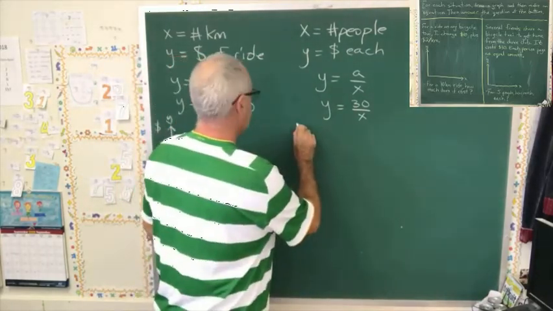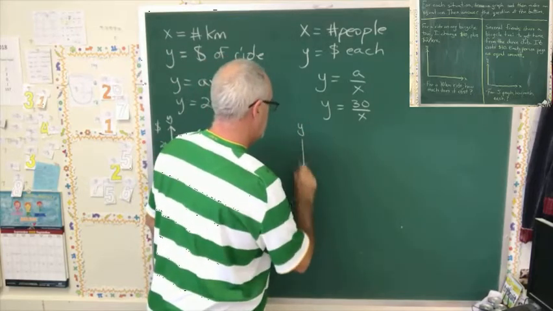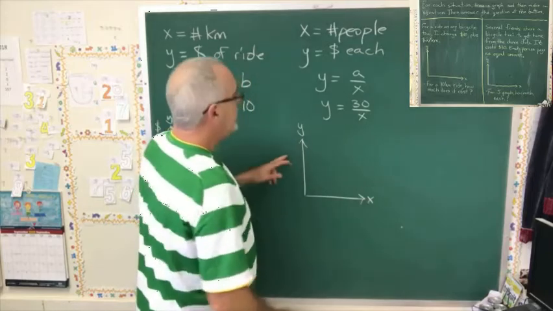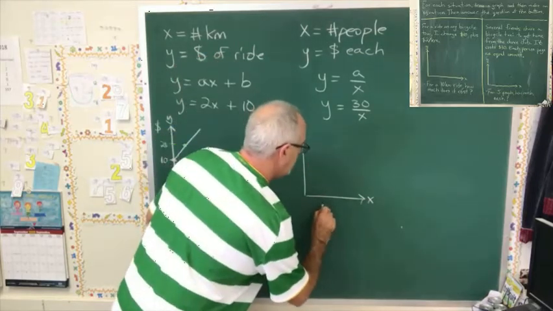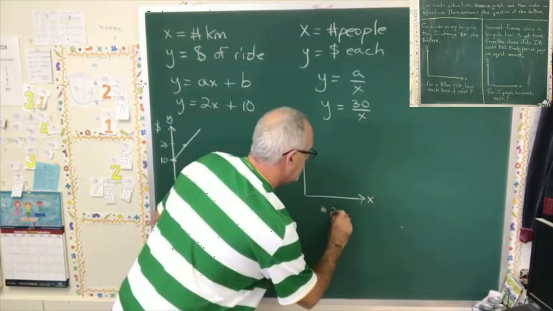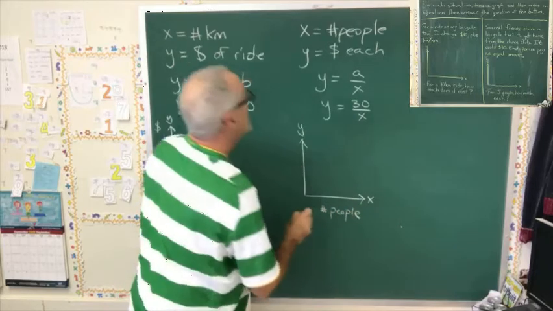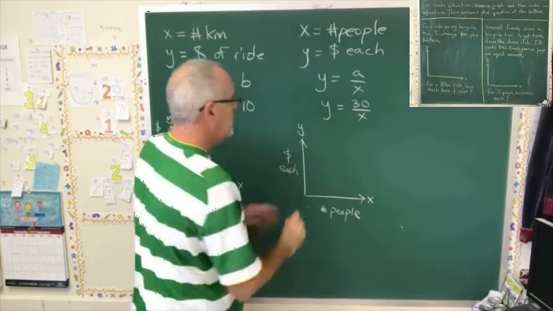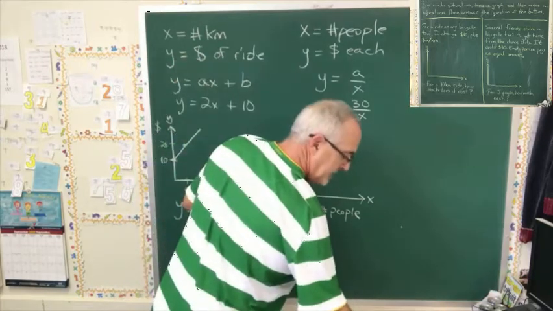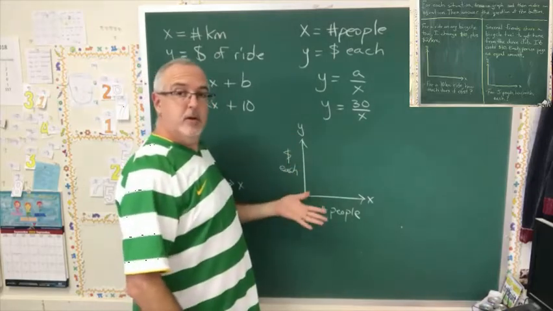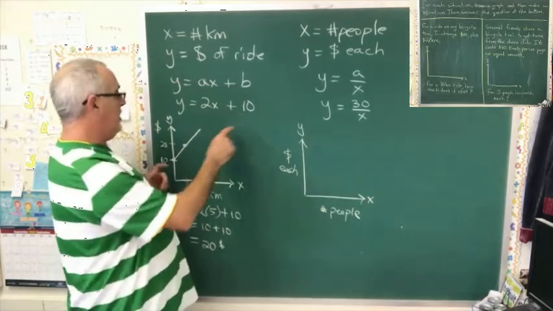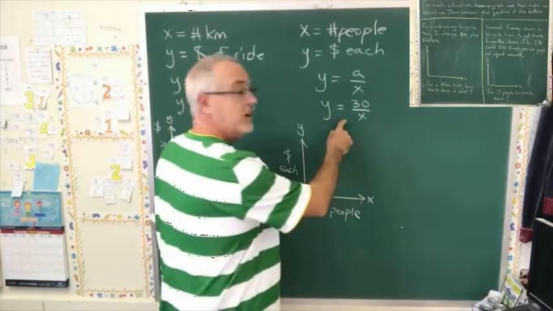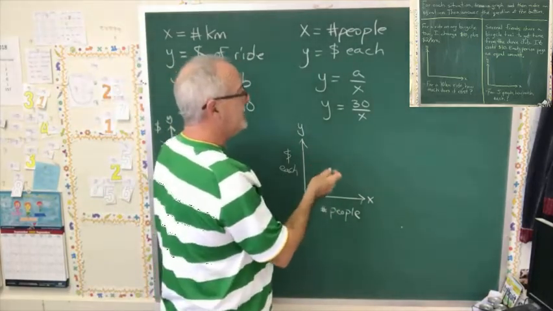Now let's draw a graph. I'll label it right away. X is the number of people. Y is the cost per person. Now we don't have any points given to us to start with. We don't have a point given the way we were here with the initial value, the $10. So we have to use our function and start plugging in some values.